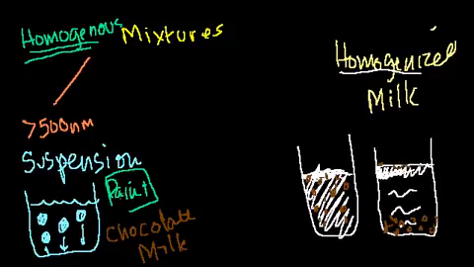That's because the particles in either the paint or the chocolate milk are greater than 500 nanometers. Now, if we get to a range that's a little bit smaller than that, if we're at 2 to 500 nanometers, we're dealing with a colloid.